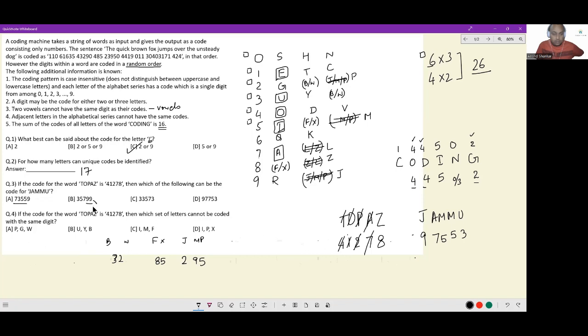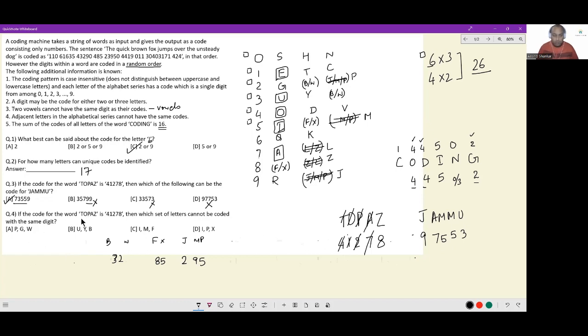9 9, 2 9s. I don't know. I need 2 5s. No 2 5s. No 2 5s. This has to be the answer. The digits that you finally get can get unscrambled, but the digit that has to be repeated is 5.